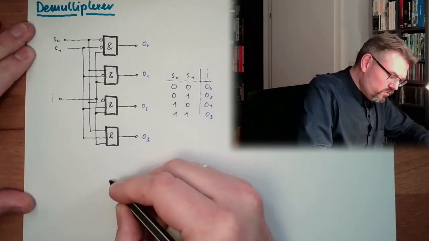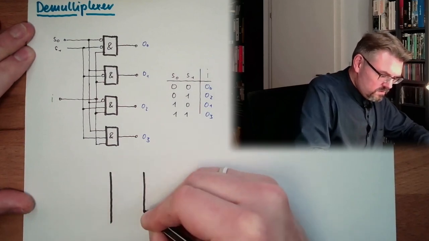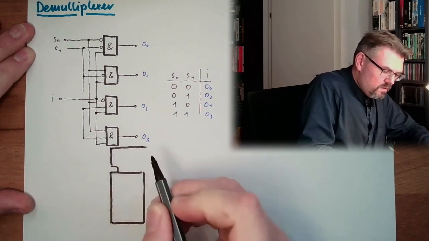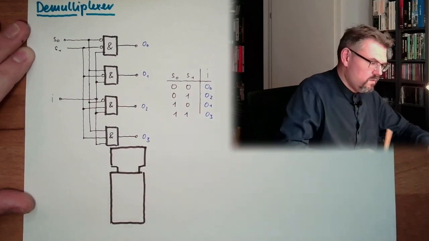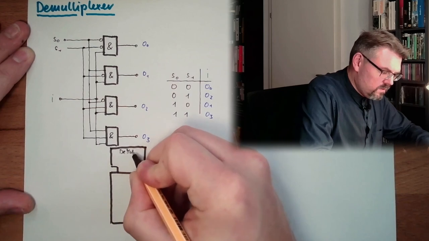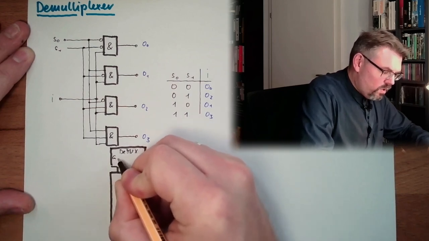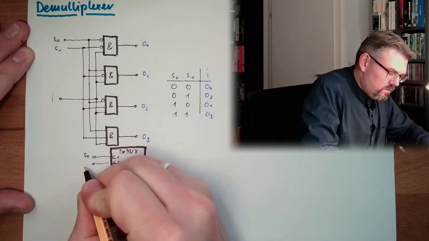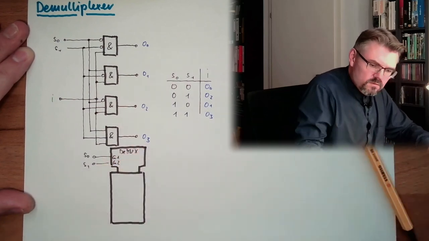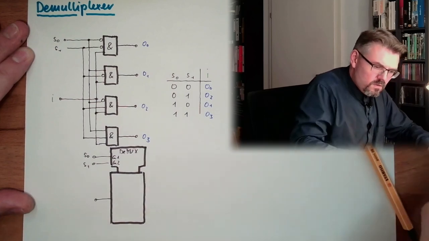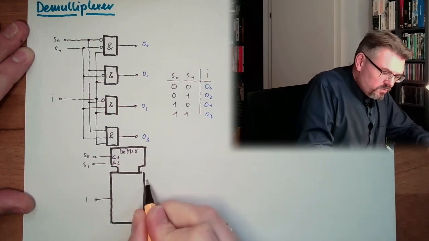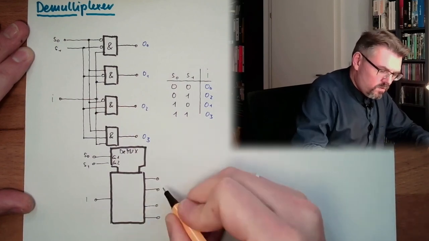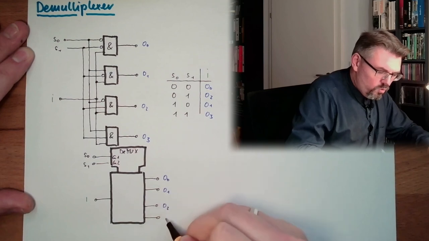And how would the symbol look like? It looks exactly like the multiplexer symbol. It's DE-MUX. We have G1 and G2, which are the two selection lines, S0 and S1. We have one input, I. And we have our four outputs: O0, O1, O2, and O3.